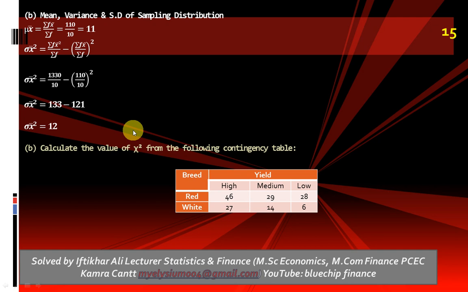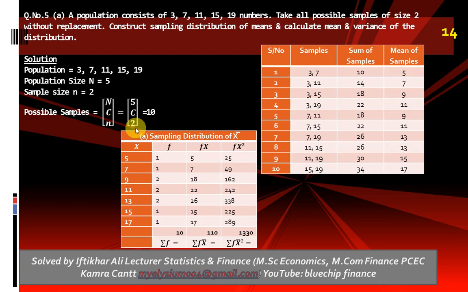And now we come to the part where we construct the sampling distribution of means. Okay, we construct this distribution and calculate the mean and variance of the distribution.